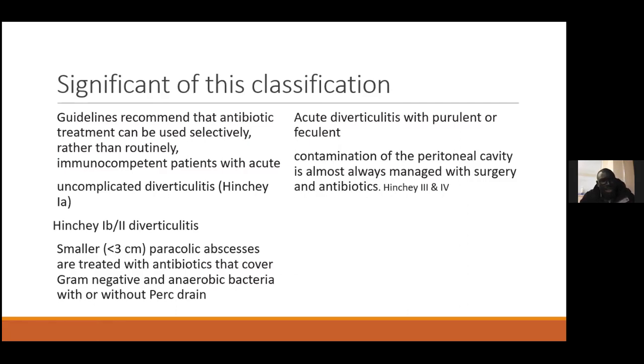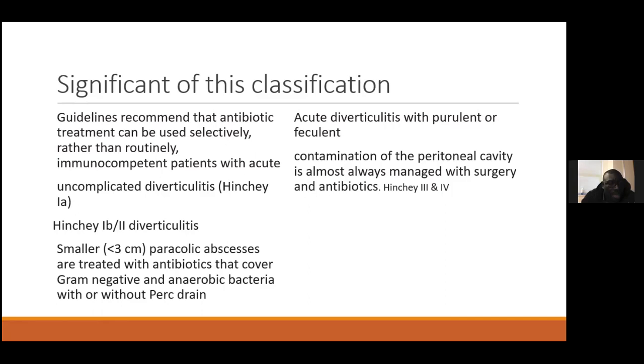So what is the significance of this classification? The guidelines do recommend your management based on what these classifications are all about. So if you have uncomplicated diverticulitis, which is stage 1A, for that one, you can selectively treat them, either use antibiotics or not, based on the person's immunocompetent status. For those who are immunocompromised, you have a low threshold for antibiotics in those cases.